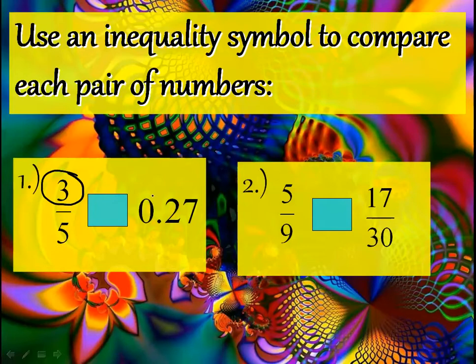I know that 0.27 is only 27 out of 100, or another way to think of this is 27 hundredths. It is less than 1/2 or 0.5. So if this number is more than 1/2 and this number is less than 1/2, I know that 3/5 is greater than 0.27.